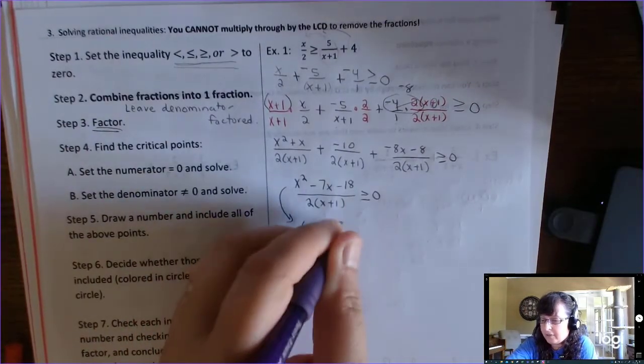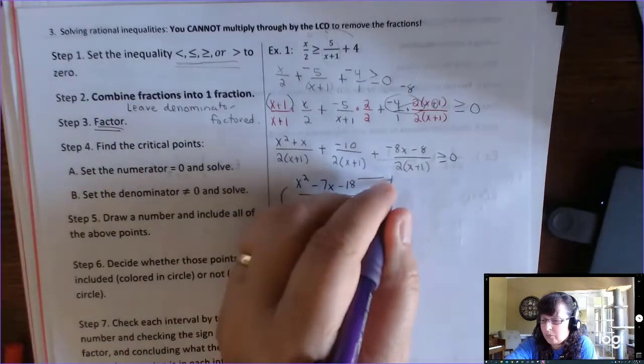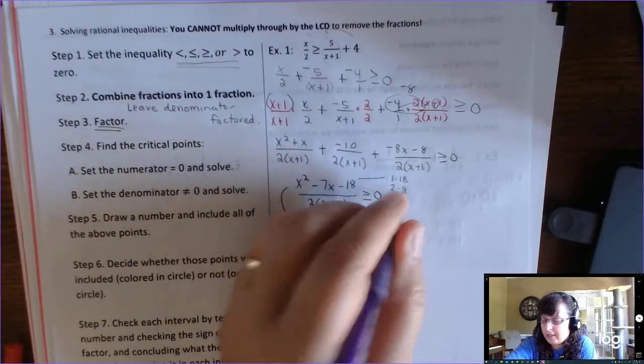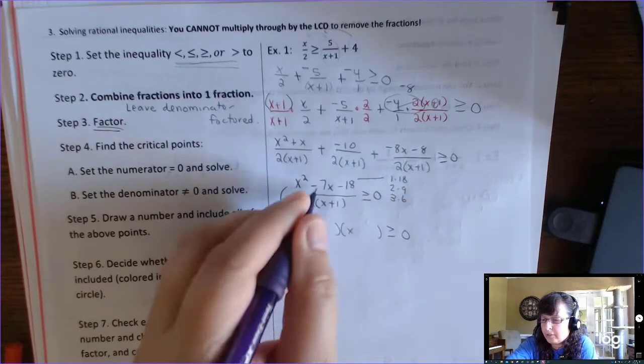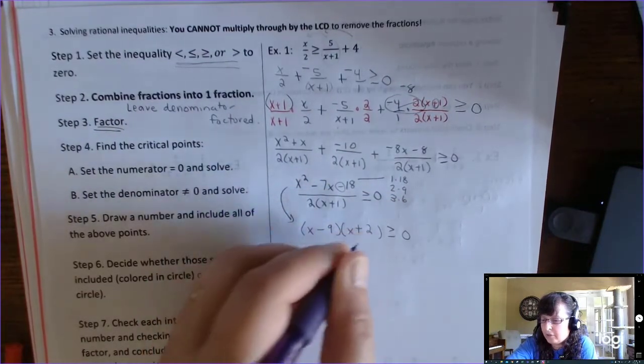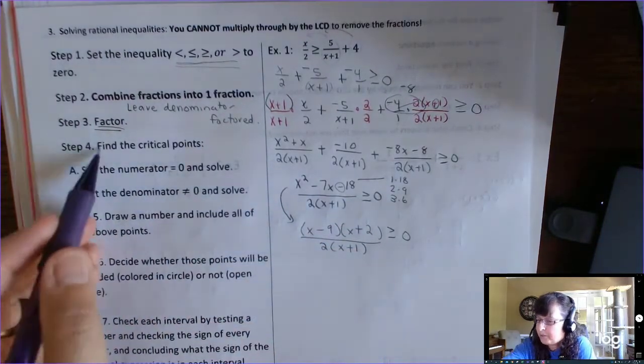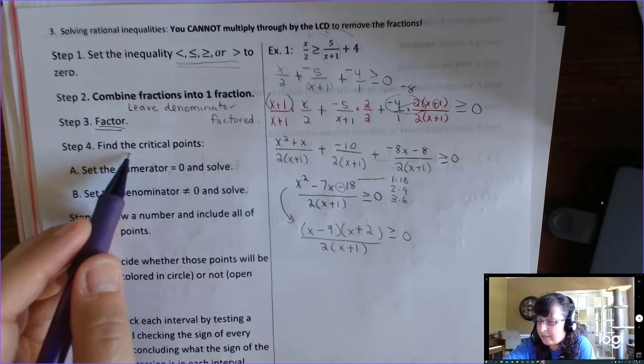So this is going to factor into x and x. Factors of 18: 1 and 18, 2 and 9, 3 and 6. Which ones subtract to be 7? That's minus 9 plus 2, over 2 times x plus 1. Okay, so now that it's factored, I can find the zeros.